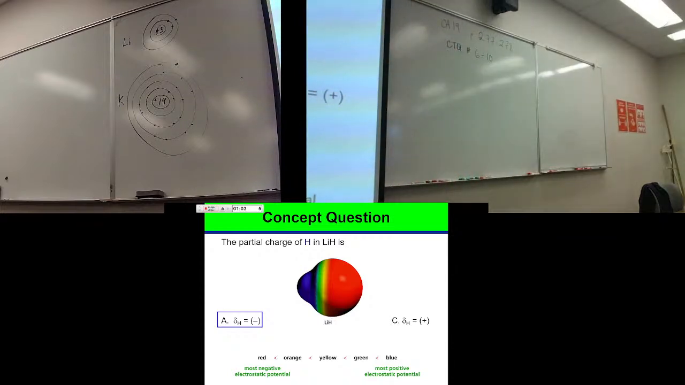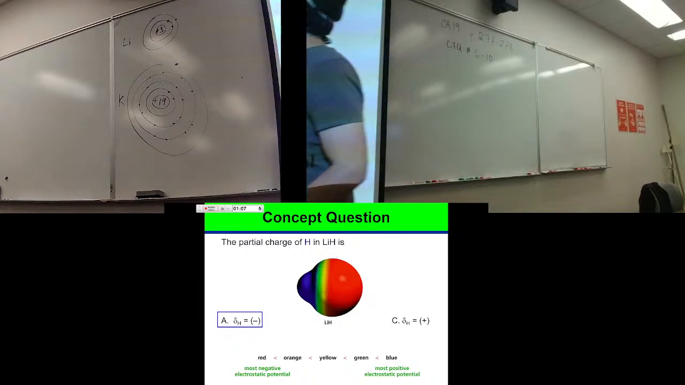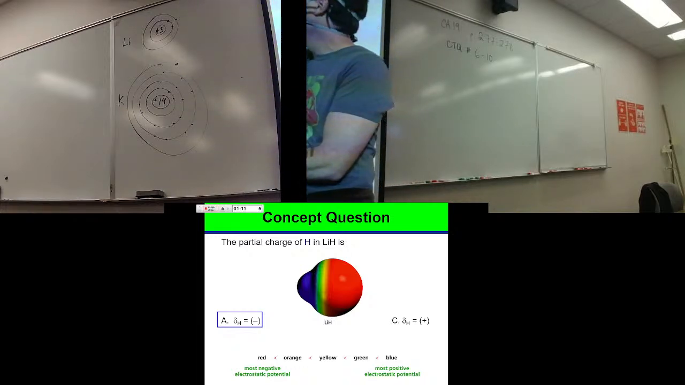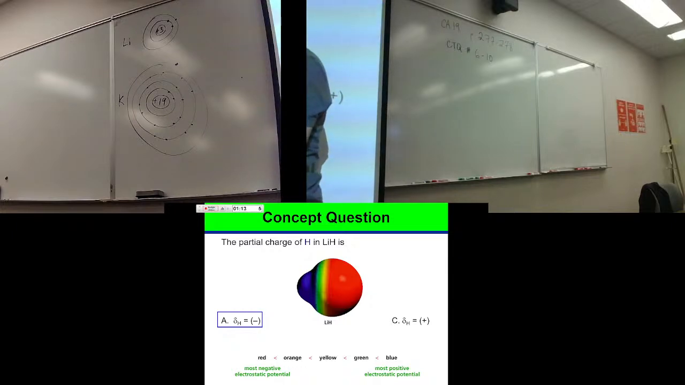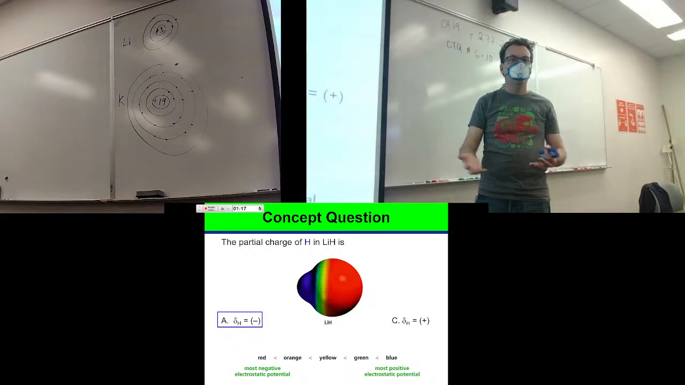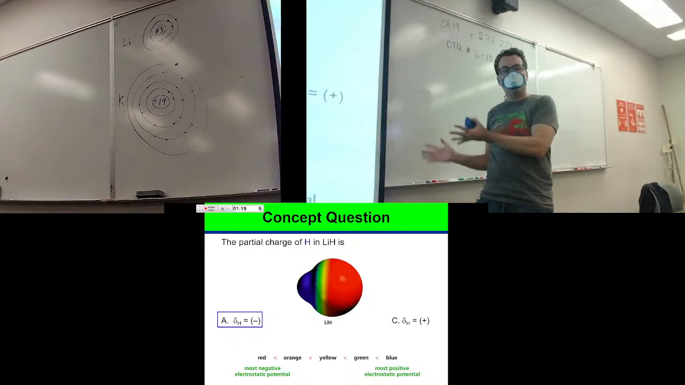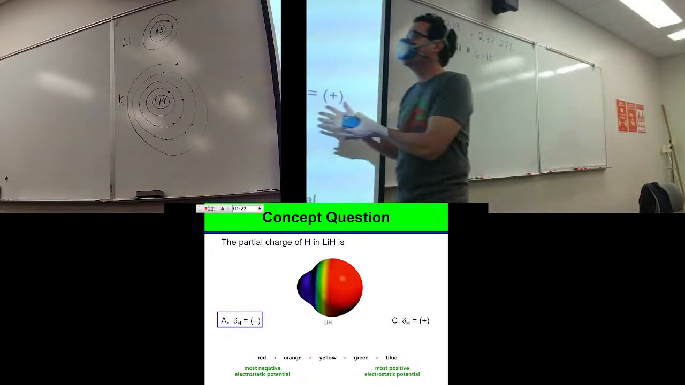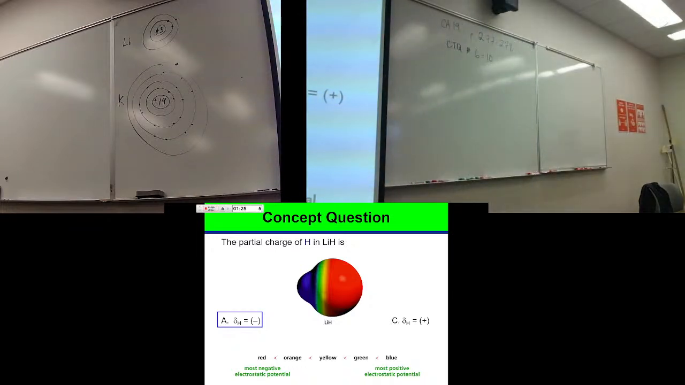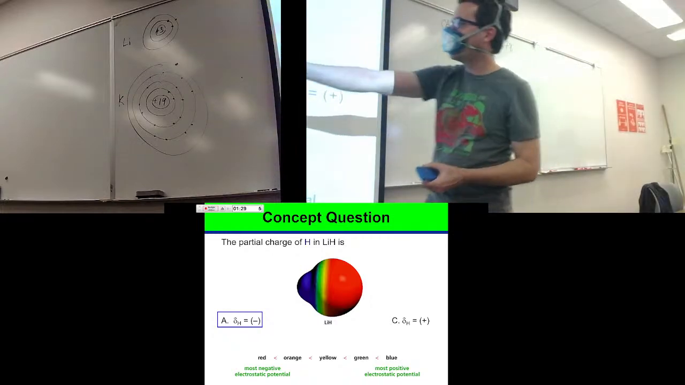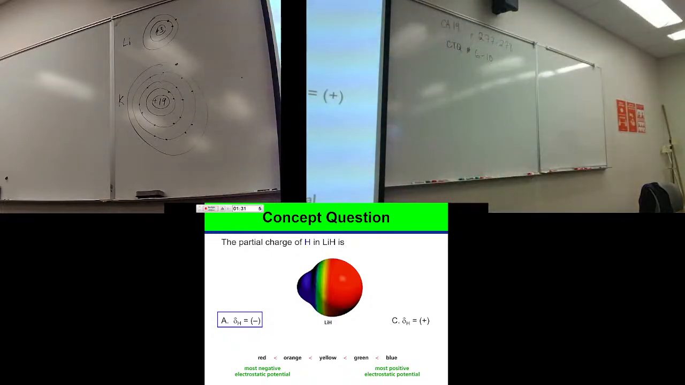So going by the picture, the more reddish side, this is electrostatic potential, is where the electrons hang around more often. And so if the electrons are hanging around the hydrogen side more often, the hydrogen is going to pick up a partial negative. Right? Electrons are negatively charged. If they hang around that side more often, that side is going to have a partial negative charge to it. This side is then going to have a partial positive charge as a result. So the partial charge on hydrogen is negative.